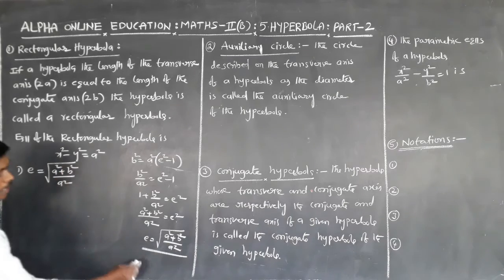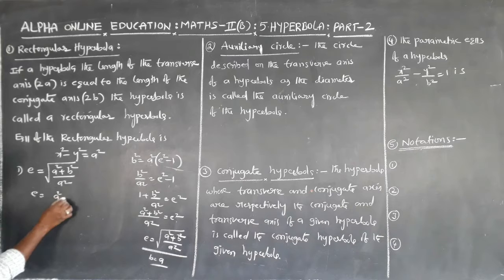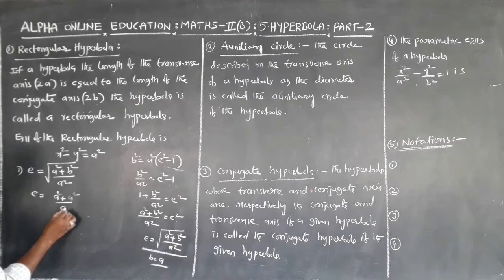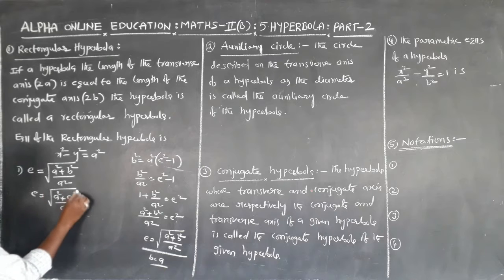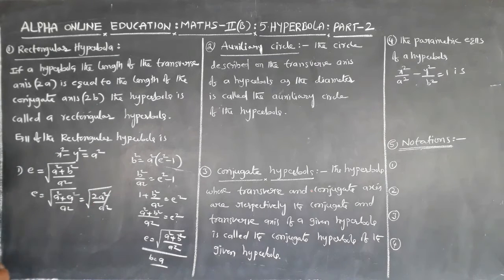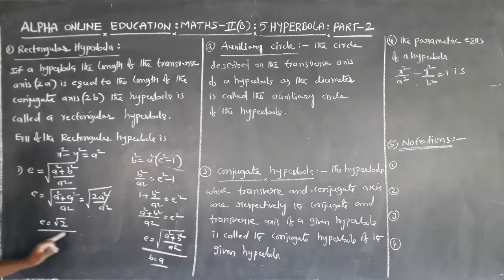Here substitute b is equal to a. So e is equal to under root of a square plus a square by a square, that is under root of 2a square by a square. A square gets cancelled. e is equal to root 2. The eccentricity of the rectangular hyperbola is root 2.